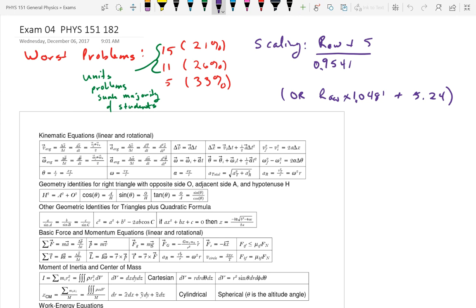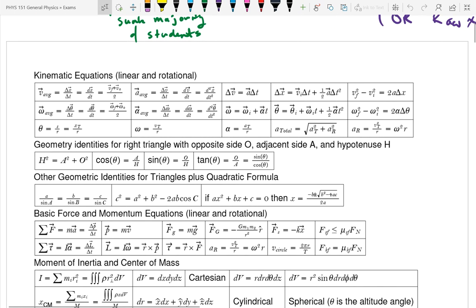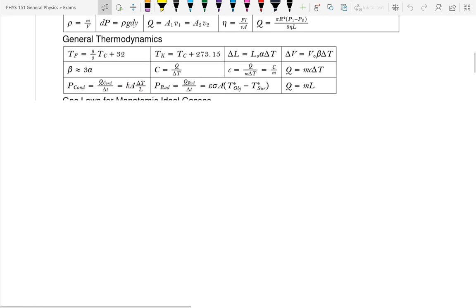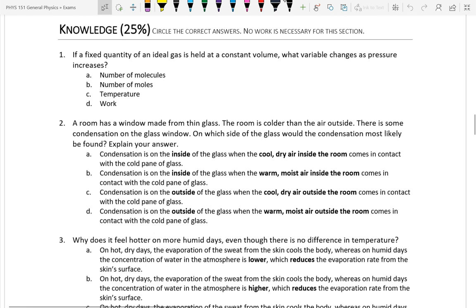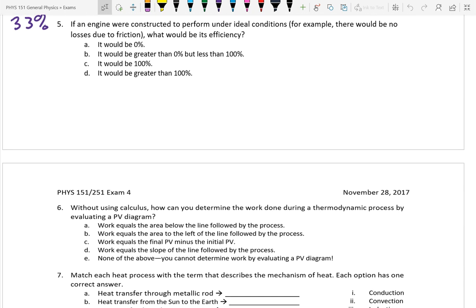So let's look at those problems that had the biggest difficulties. And like I said, 2 of them were just units, and that's going to apply for any test we take. So going at these in the order they arrived, the 3 bad ones: if an engine were constructed to perform under ideal conditions, for example, there would be no losses due to friction, what would be its efficiency? Most popular answer? That was the most popular.